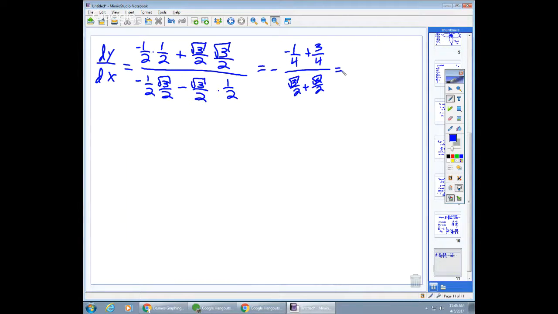So let's see. 1/4 minus 3/4 is 2/4 or 1/2. So I have the opposite of 1/2 over the square root of 3 over 4. Oops, yep. Thank you. 2 times 2 is 4. Okay, so that's square root of 3 over 2. And so then the halves divide out. So it looks like my slope is -1 over the square root of 3.